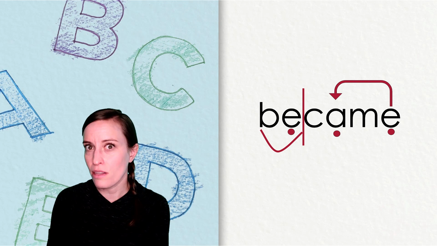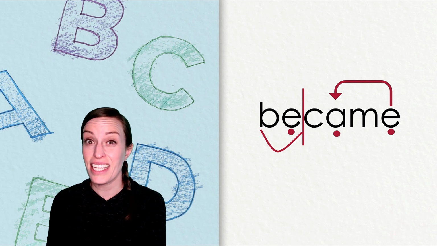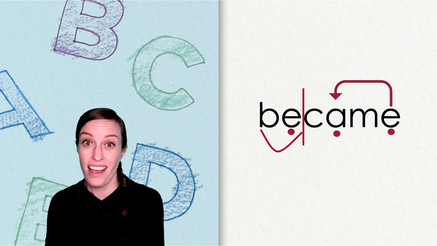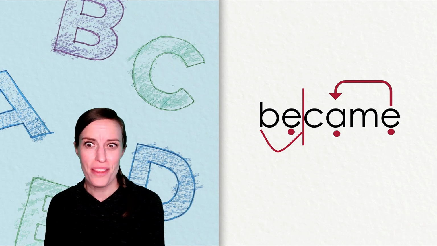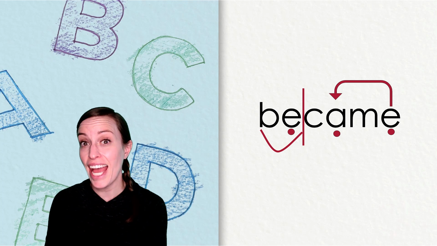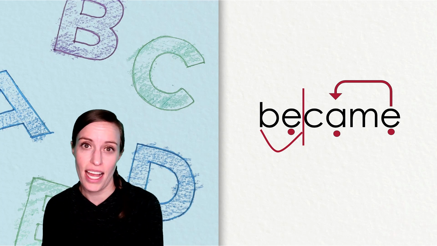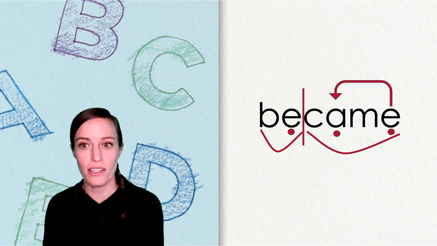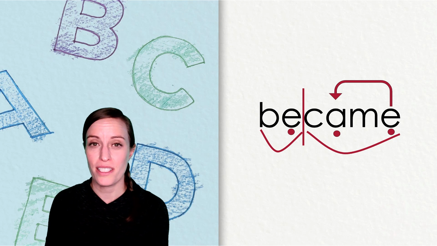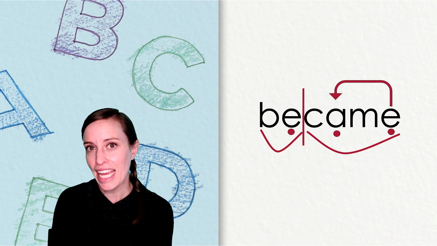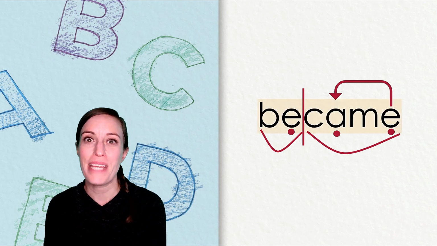In the second syllable, I see that CVCE pattern, that magic E at the end. So I know that that magic E is going to tell the A to say its long sound, A. That means our second syllable is came. If we put those syllables together, be, came, we have the word became.